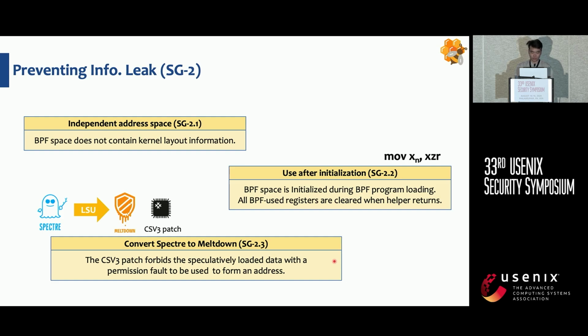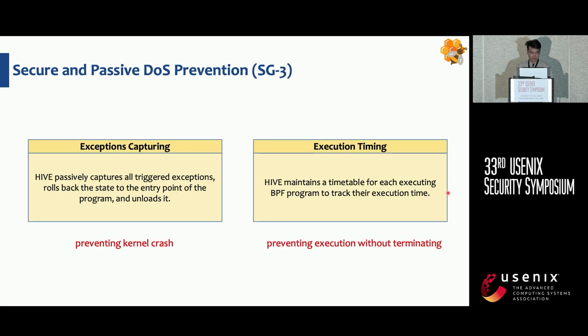For the second security goal, the BPF space has no kernel layout information, and it is initialized during the program loading time. And all BPF-used registers are cleared when the hyperfunction returns. For the speculative attack, the unprivileged load/store transforms the speculative attack into the Meltdown attack. And the CSV3 hardware patch forbids the speculatively loaded data with a permission fault to be used to form an address. So we can prevent the speculative attack without any extra effort. For the third security goal, we provide the exception capture to prevent kernel crash, and we provide the execution timing to prevent execution without terminating.